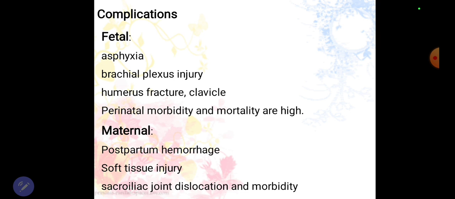Fetal complications: asphyxia and brachial plexus injury, humerus fracture and clavicle fracture. Perinatal morbidity and mortality are high. Maternal: postpartum hemorrhage and soft tissue injury, for example cervical tear, vaginal lacerations due to manipulation, and third and fourth degree perineal tear, even ruptured uterus. Sacroiliac joint dislocation and morbidity.